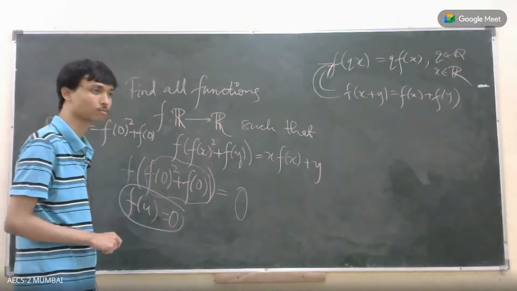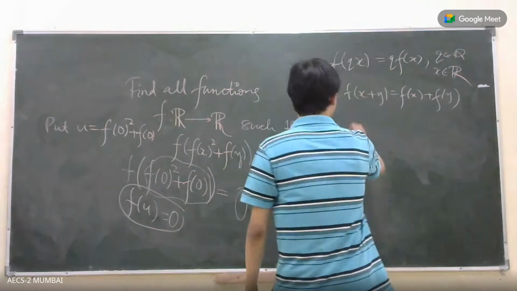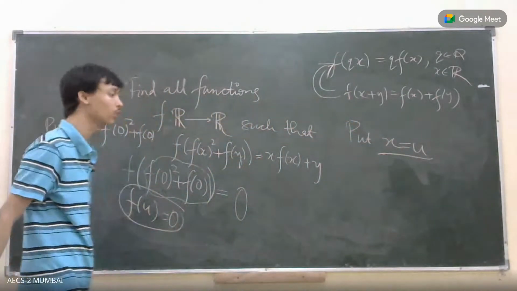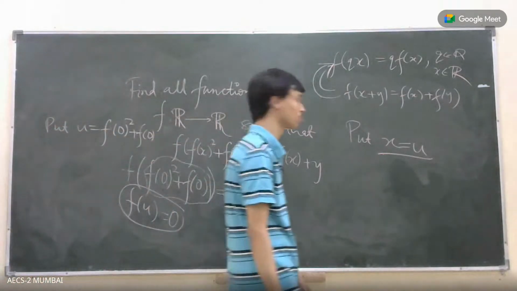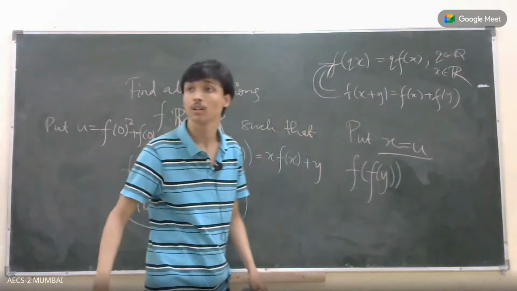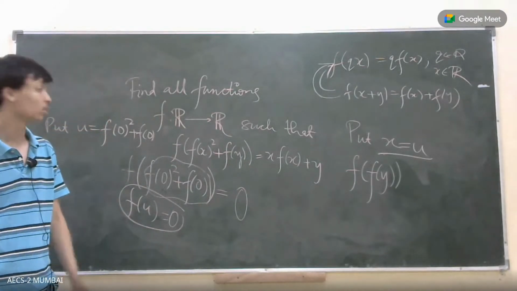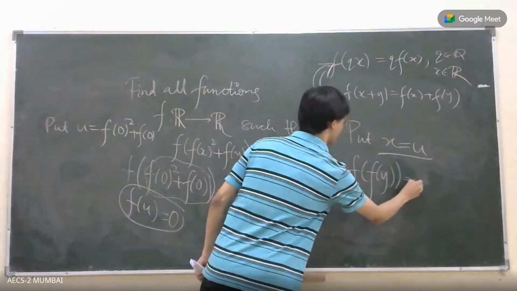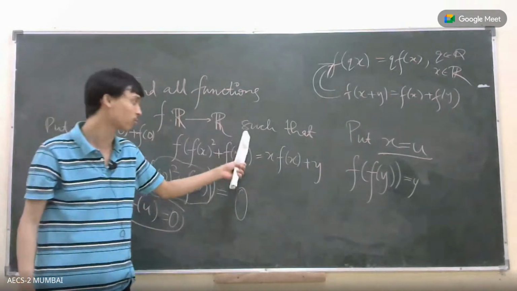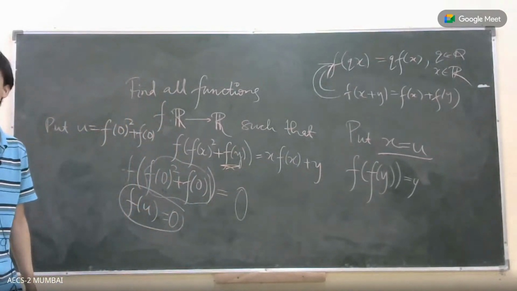What do you do? Put x equal to u. What do you get? How do you get f(f(y)) equal to y? You get f(f(y)) equal to y, right? This is f(y). f(u) square will become 0, f(u) will become 0, so f(f(y)) equals y, right? Is this clear?